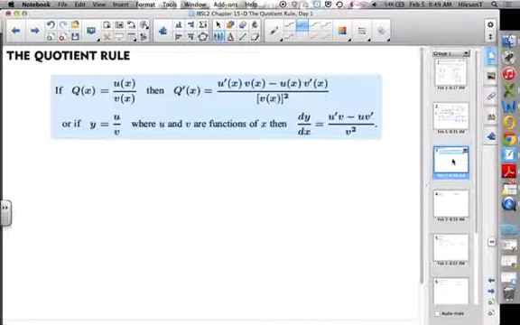We have this quotient of these two functions, u of x and v of x. And the derivative of this quotient is u prime v minus uv prime all over v squared. Okay? U prime v minus uv prime all over v squared. This might be the easier one to remember. It doesn't have all the x's in it.